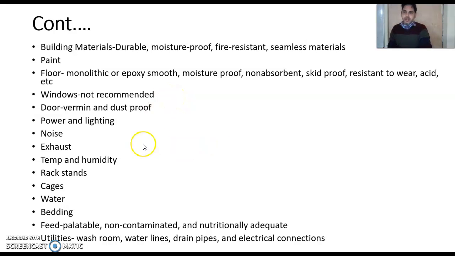The feed provided to the animals should be palatable, non-contaminated, and nutritionally adequate. A utility washroom is also required. A washroom is not required for animals, but it is required for the persons who are working in the animal house facilities. Water lines, drain pipes, and electric connections should be there. Everything should be in your animal house facility.